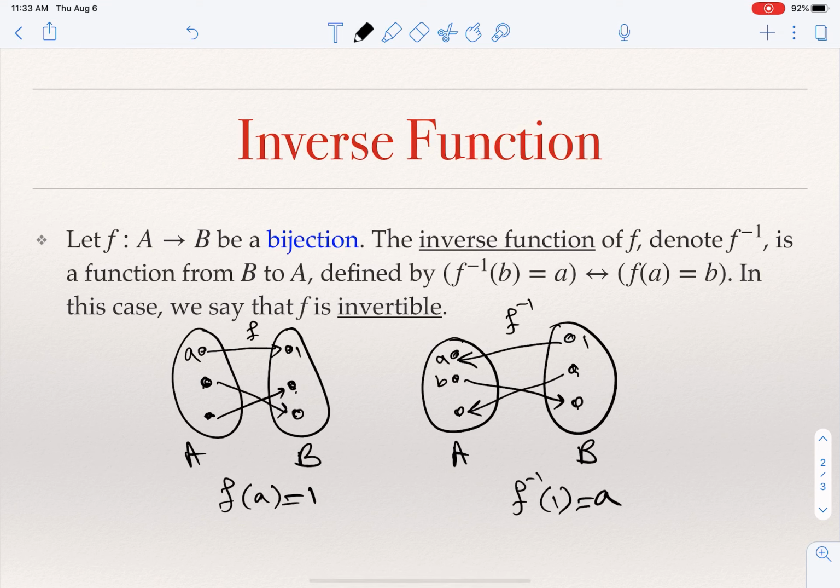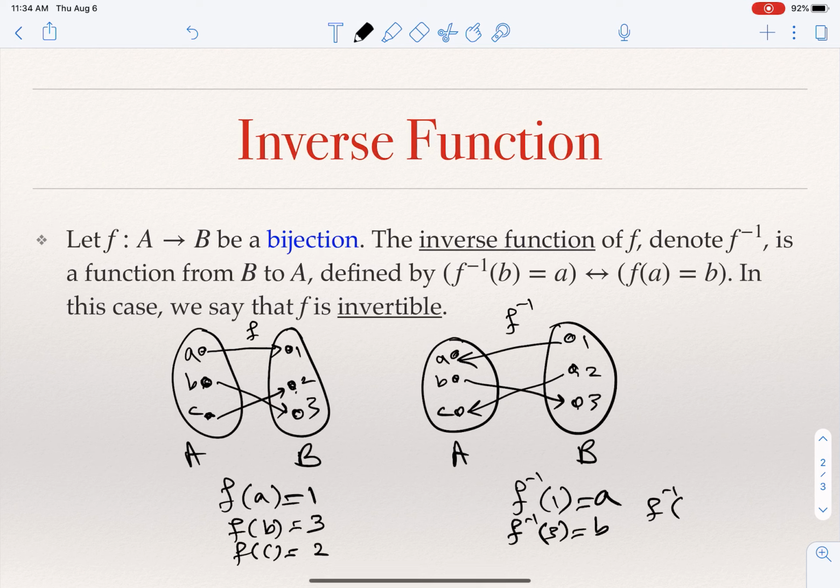And if this is b, c, and this is 2, 3, we have f of b equal 3, and f to the negative 1 of 3 is b, and f of c is 2, then f to the minus 1 of 2 is c. Okay, so this is the inverse of a function. And again, for the inverse to exist, the function has to be one-to-one and onto. And think about it carefully why that is the case.